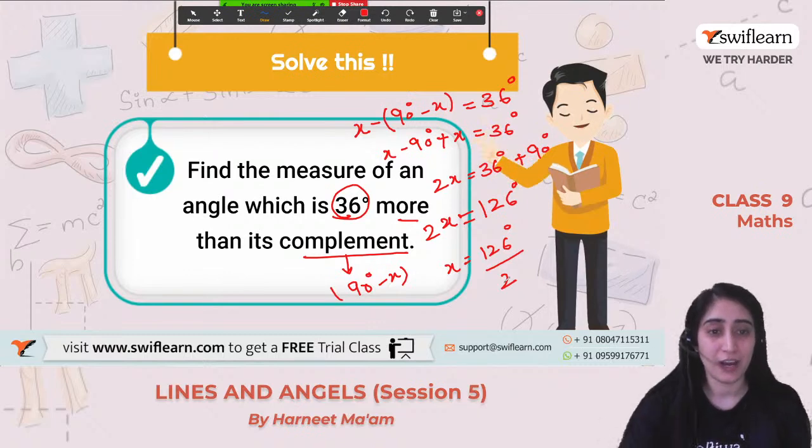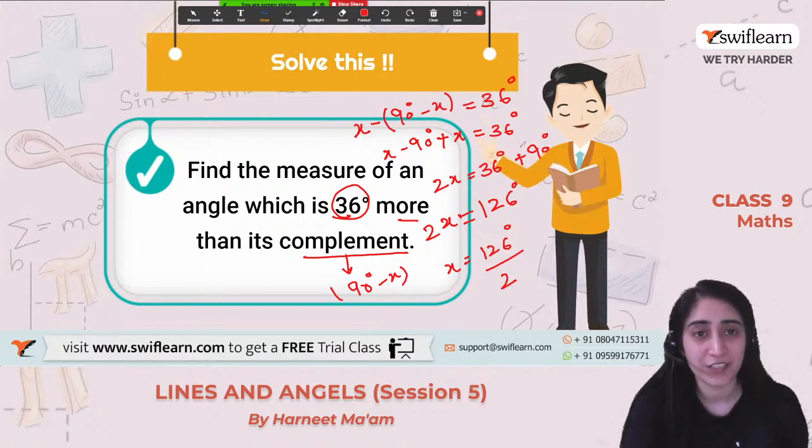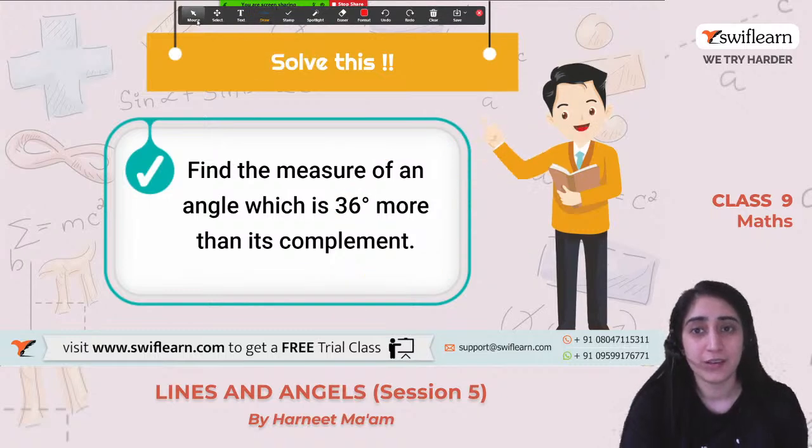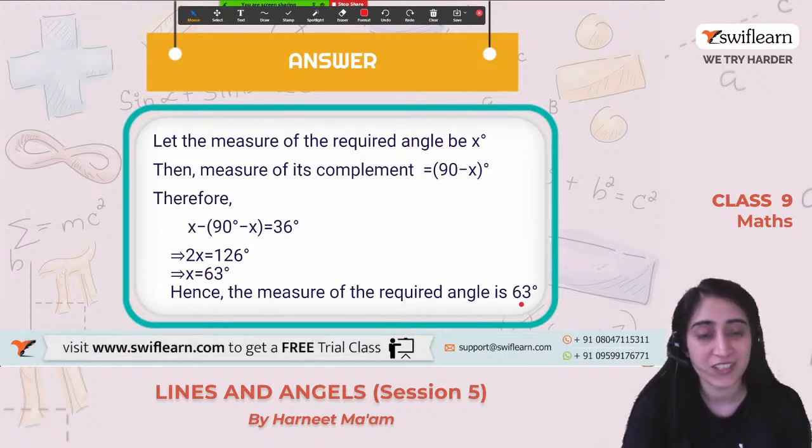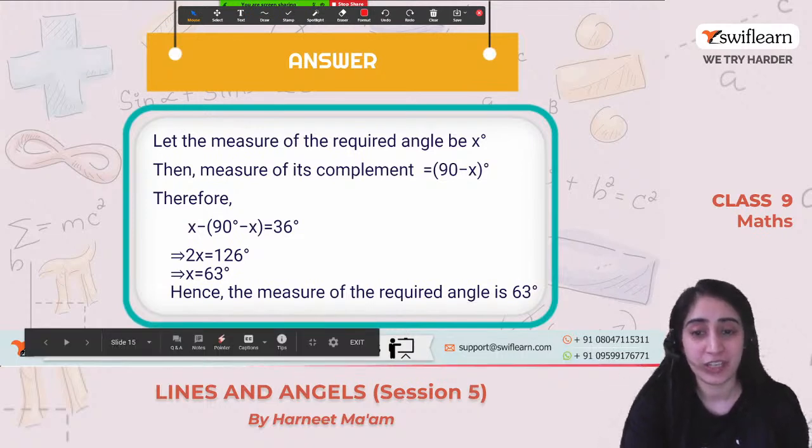Yes, Soumya, you were halfway. So we have to divide it by 2. So what do I get? On dividing, I get the answer to be 63 degree. So that is why the answer to this question is 63 degree. Well done, students. You were very close.